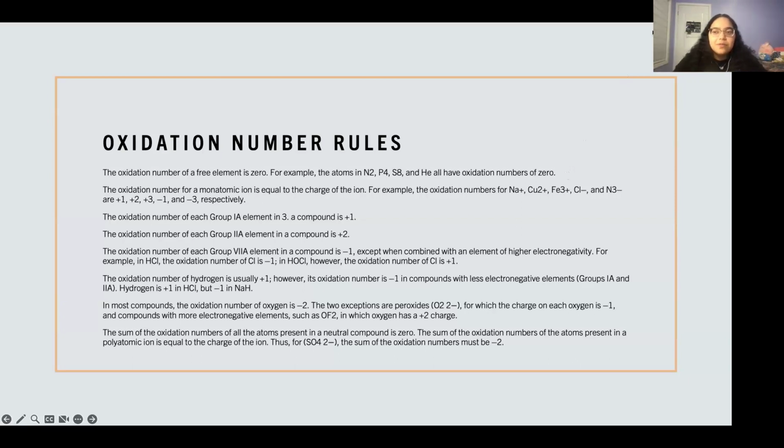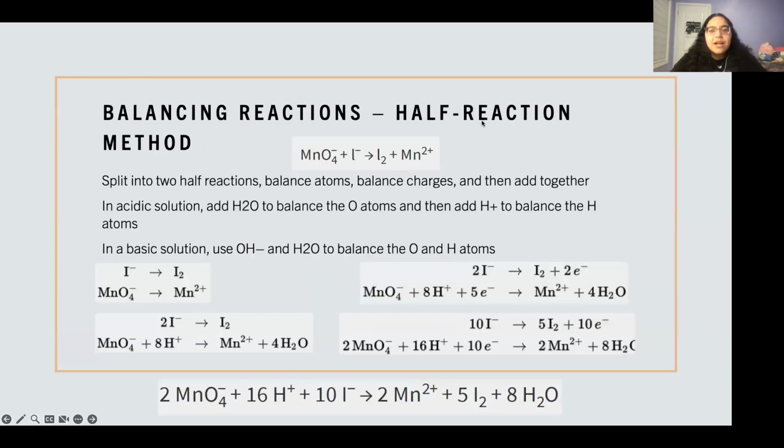So if you follow the rules, there might be some things you just extrapolate, like something neutral has to be 0, and if something has a charge, the overall oxidation number has to be the charge. So for SO4 2-, the sum of all those oxidation numbers, so S and then 4 times O, has to be -2. So that's all the different rules for oxidation numbers.